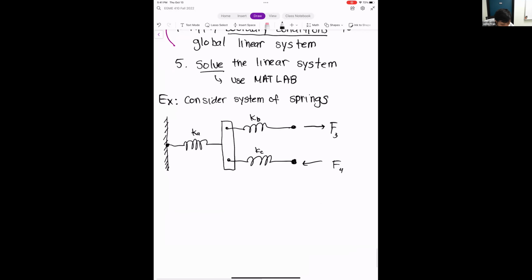Let me go ahead and define all the parameter values here. Let's say Ka has a spring constant of 500 newtons per meter. Kb has a spring constant of 100 newtons per meter, and Kc has a spring constant of 250 newtons per meter. For F3 and F4, we'll say F3 has a magnitude of 100 newtons, and F4 has a magnitude of 50 newtons.